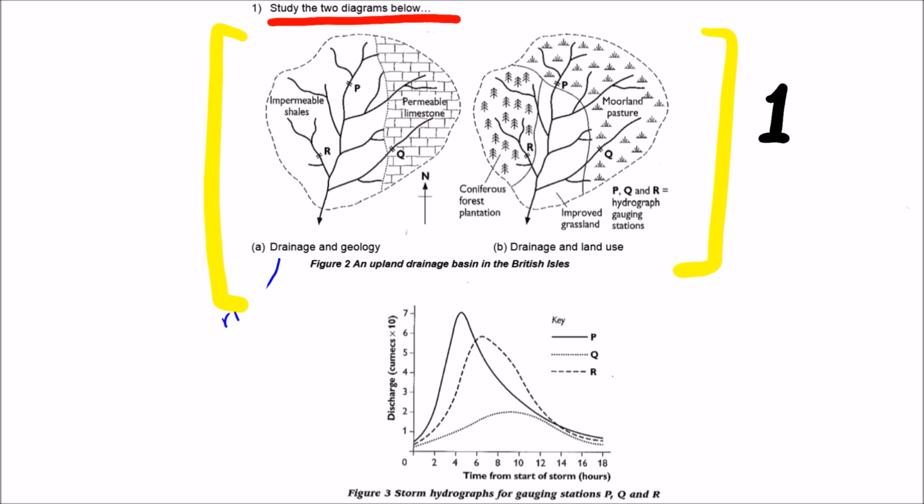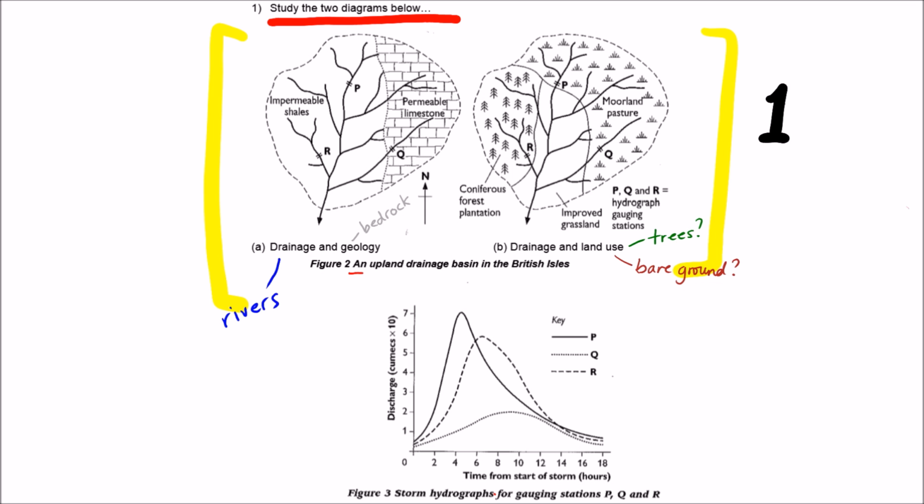The first one has two drainage basins. So let's have a look. We've got drainage and geology on the left, so that shows the rivers and the type of bedrock underlying. And then B shows the drainage, again it shows the rivers, but also the land use this time. So are there trees, for example? Is it bare ground? It could be arable farming, it could be grassland. All of these things are going to affect how the river responds when it rains.